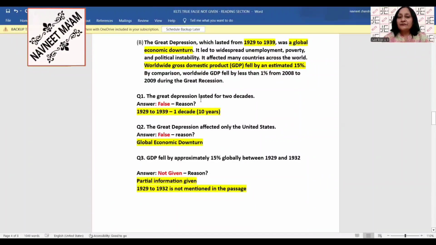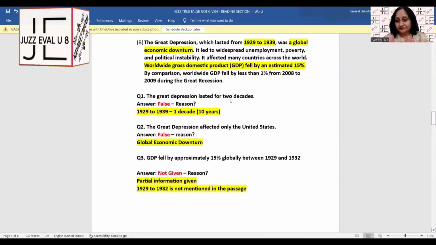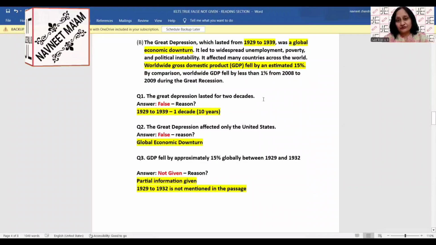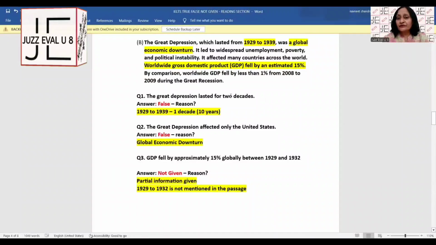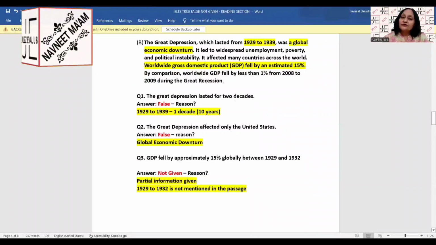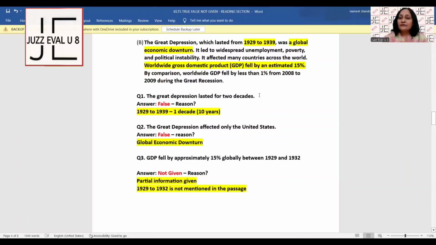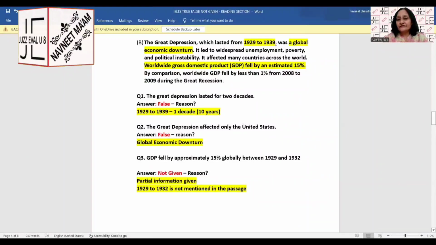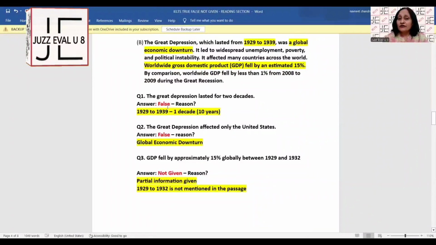Now, the Great Depression lasted for 2 decades. This is the first question. Did it last for 2 decades? No, it is two. What is a decade? Decade means 10 years. 2 decades means 20 years. But no, it lasted for a decade, 29 to 39. So hence it is false.